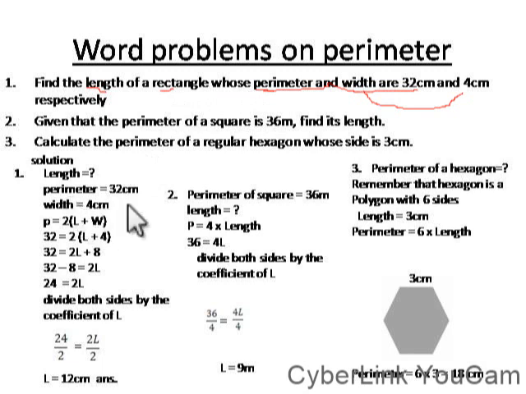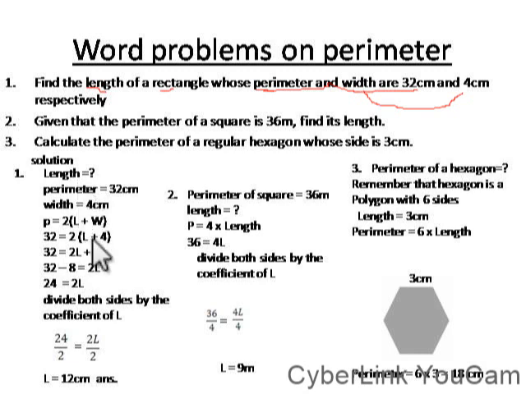So perimeter is given as 32 centimeters, width is given as 4 centimeters. Then the perimeter of a rectangle is 2 bracket length plus width. That's the perimeter is equal to 2 bracket length plus width. Now let's substitute the values we have inside the formula. Perimeter is given to us as 32, so in place of perimeter we write 32 equal to, we have our 2 already, then bracket. In place of our length, what do we write there? Nothing is given as length because length is what we are looking for.